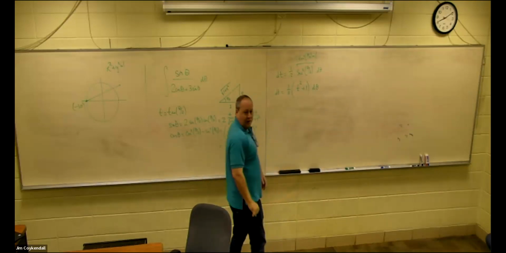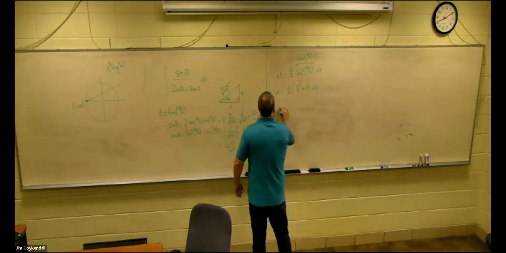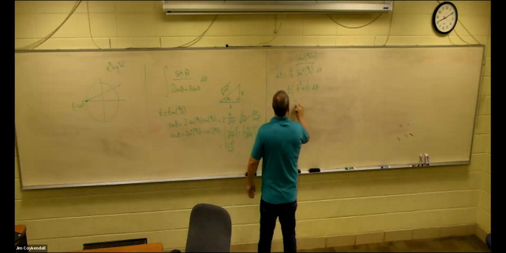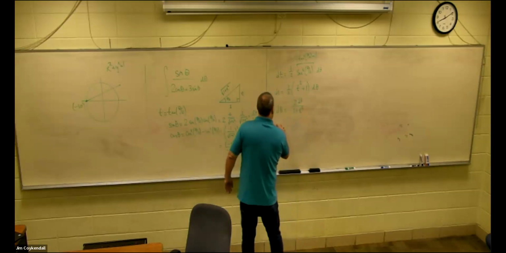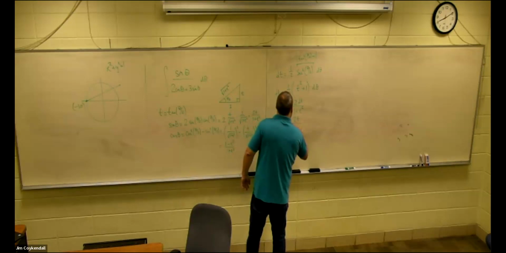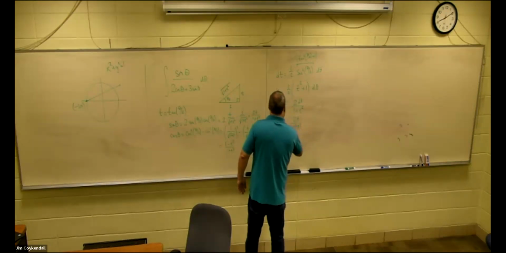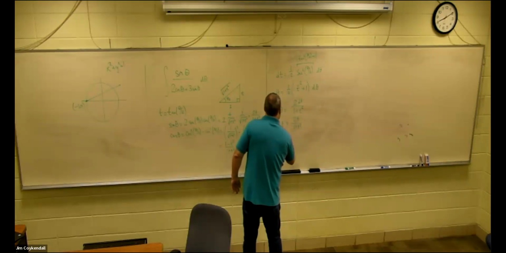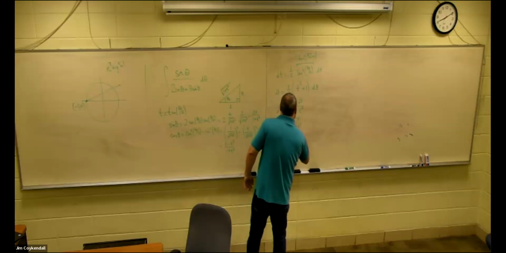So in summary, here's what I have. d theta is 2 dt over 1 plus t squared. Sine theta is 2t over 1 plus t squared. And cosine theta is 1 minus t squared over 1 plus t squared.